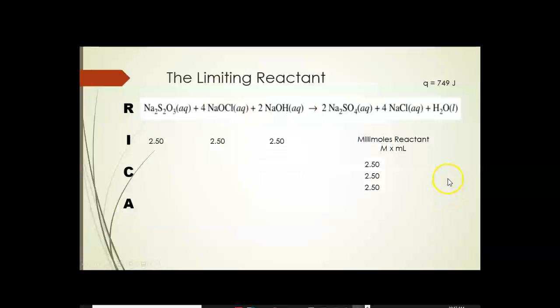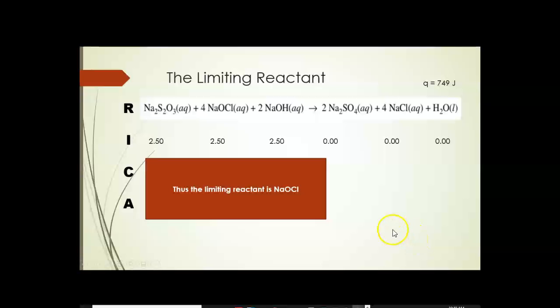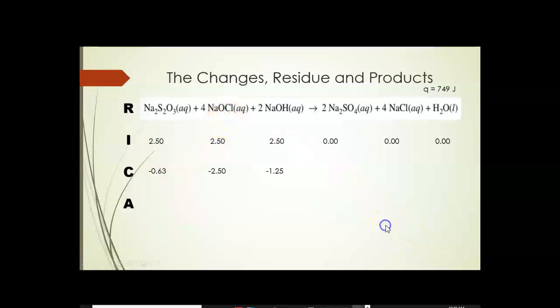And the answer is obvious, I think. The NaOCl, the sodium hypochlorite, that's bleach, disappears 4 times faster than the thiosulfate and twice as fast as the sodium hydroxide. So when all of this is gone, we've only used up 1.25, half that, of sodium hydroxide, and 1.87 millimoles of this are left over.